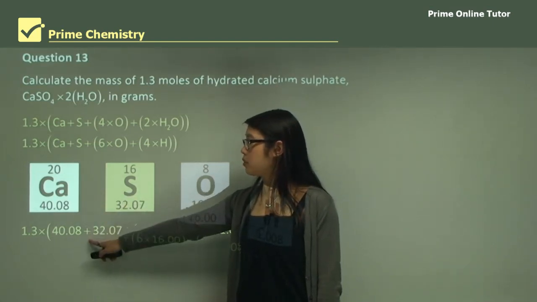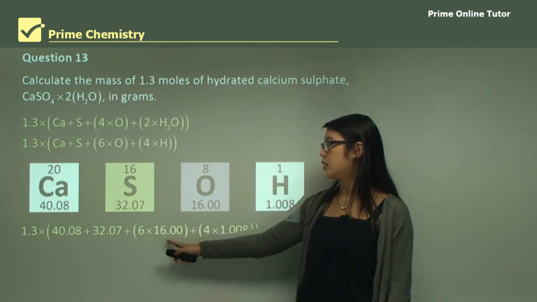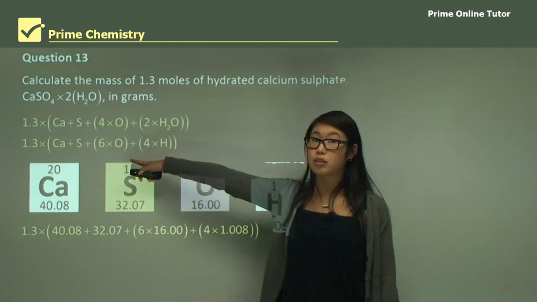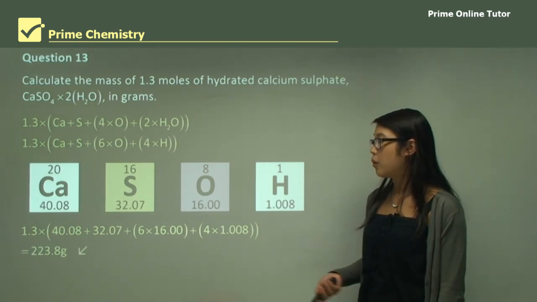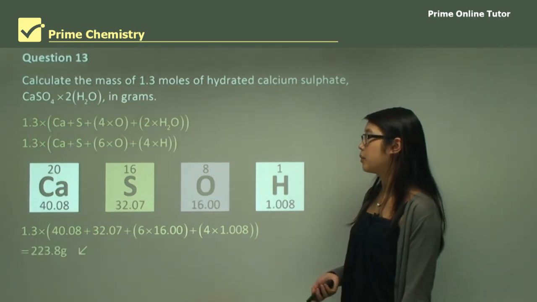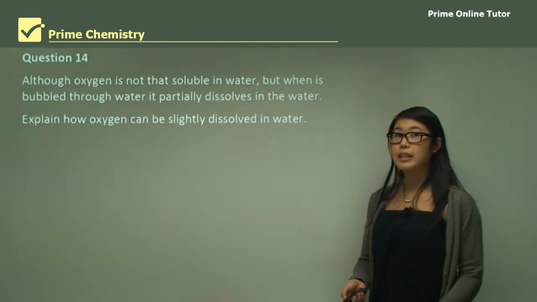Calcium is 40.08. The sulfur, we put that in. Oxygen, 6 times of it though, remember, because there were 6 oxygens and 4 hydrogens. So when we do all the math, we end up with 223.8 grams.